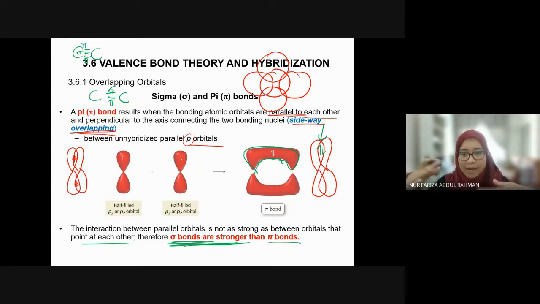So that is the analogy that we could use to imagine why sigma bonds are stronger than pi bonds, because pi bond they overlap. The more region they overlap, lagi banyak the orbital overlap, that means the stronger the bond. Okay, we know that for sideway dia sikit je kan, they overlap kan. So the region they overlap represent the strength of the bond.